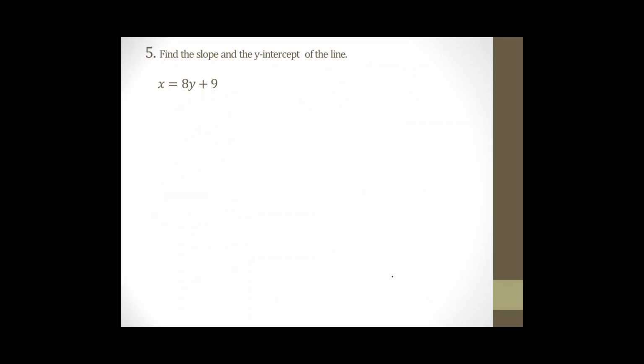Find the slope and y-intercept of the line. Okay, so we are given an equation and we need to find the slope and y-intercept. There is a form of the equation which is called slope-intercept form, and that would be y equals mx plus b. Many of you have heard that form of equation plenty of times.